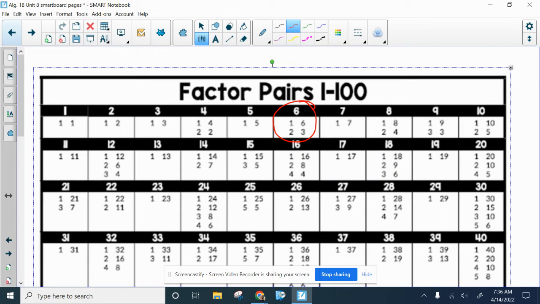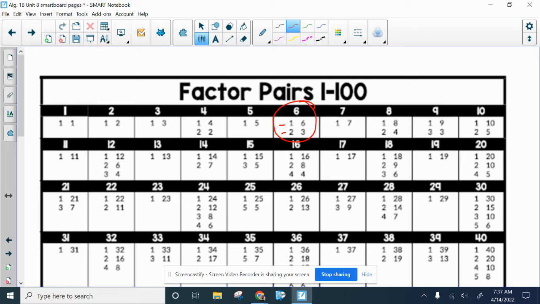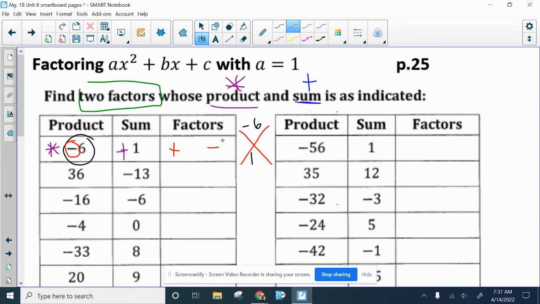So as I look at my factor sheet, the bigger number would be positive, meaning the smaller number would have to be negative. Let's think about those two pairs, -1 and +6. Do those add up to 1? Nope. How about -2 and +3? Do those add up to 1? Yeah. So -2 and +3.